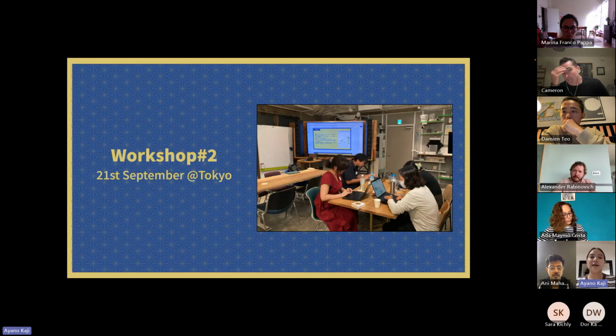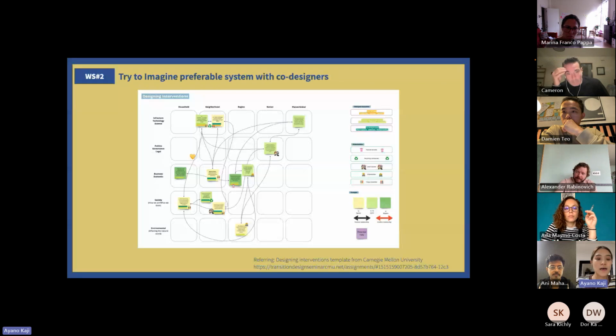So I conducted the second workshop last week. This activity is for co-designers to imagine a preferable system in a different way. Here's how I did it. I split participants into 2 groups to work on this map. This map again referred to the transition design seminar at Carnegie Mellon University, and I edited it a bit for my project.